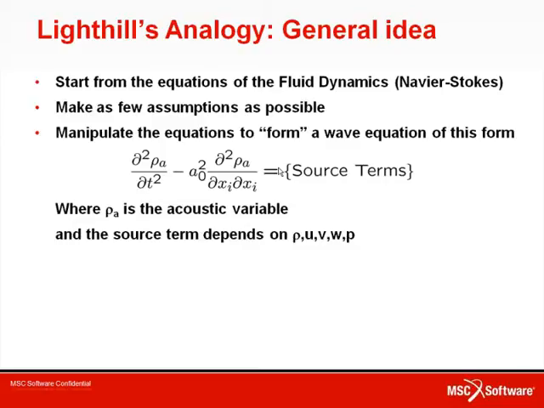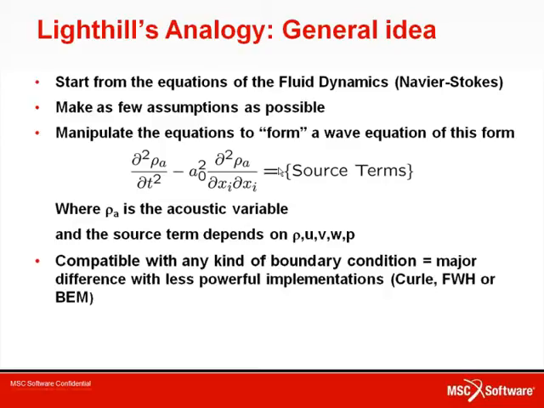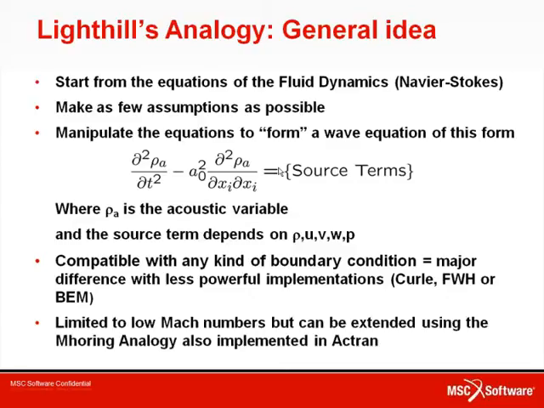And the implementation of this analogy in a finite element context makes it compatible with any kind of boundary condition. And this is one of the major differences with the less powerful implementations, such as Curle's integral, the Ffowcs Williams-Hawkings equations, or boundary element methods. The Lighthill analogy is restricted to low Mach numbers, but Actran also includes the Möhring analogy, that is the extension of the Lighthill analogy for higher Mach numbers.